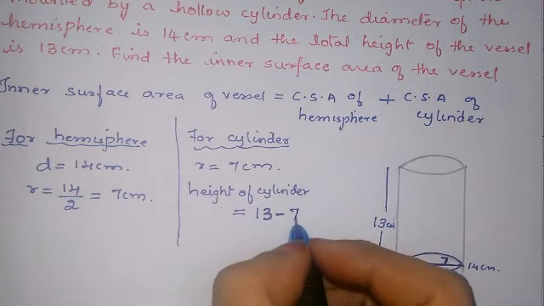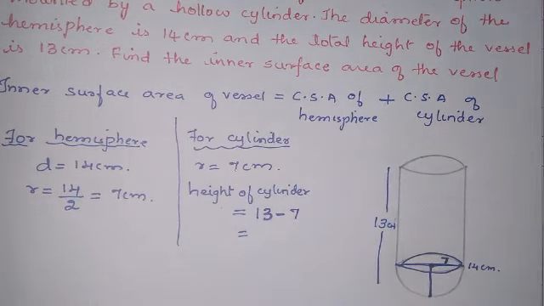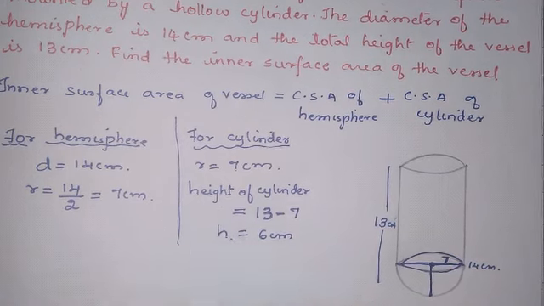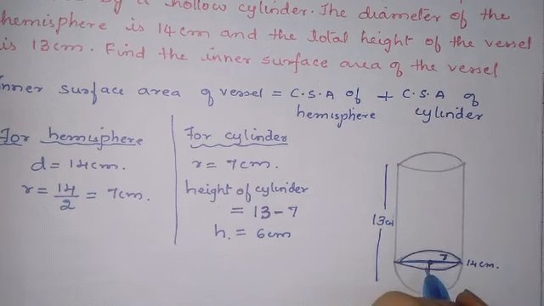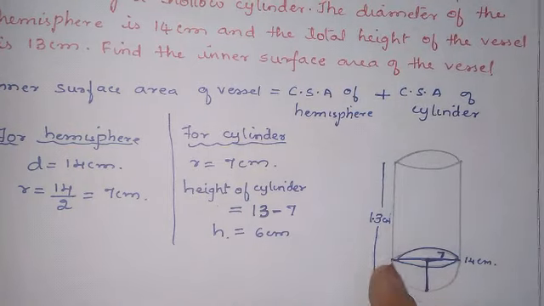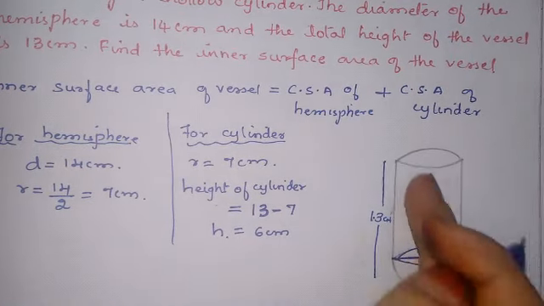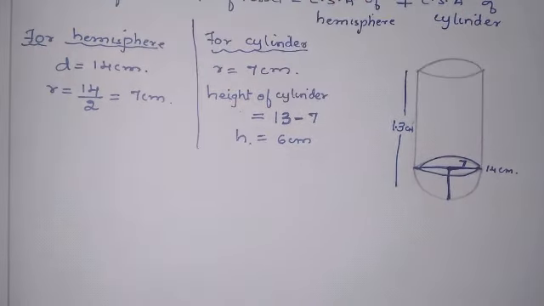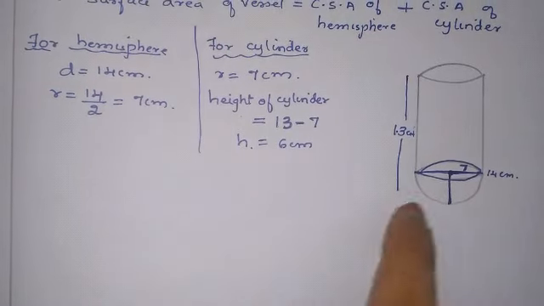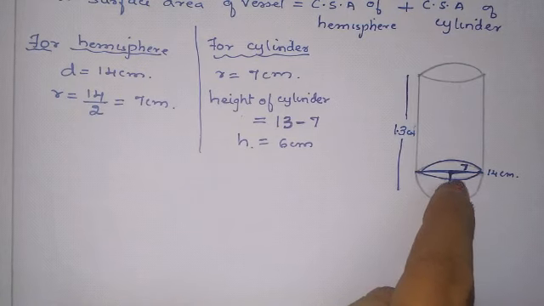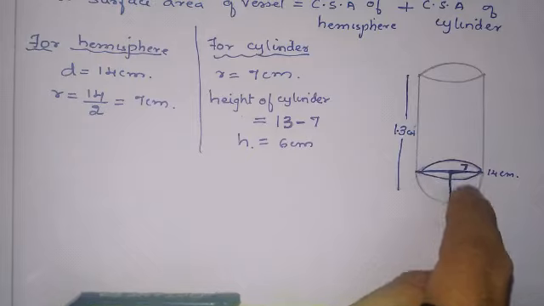So 13 minus 7 we have to do. 13 minus 7 if we do, what we are going to get? 6 centimeter. That is nothing but height of cylinder. How? This length is 7 centimeter. From 13 full, if we remove 7, then remaining part is nothing but cylinder. So that is 6 centimeter, height of the cylinder. Hemisphere height is equal to radius.